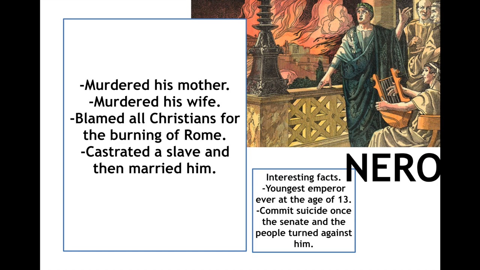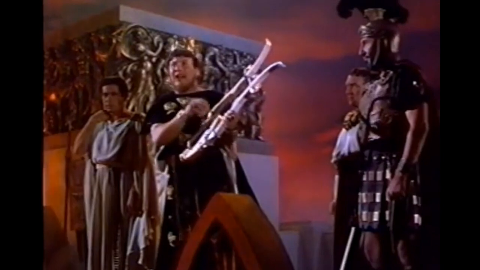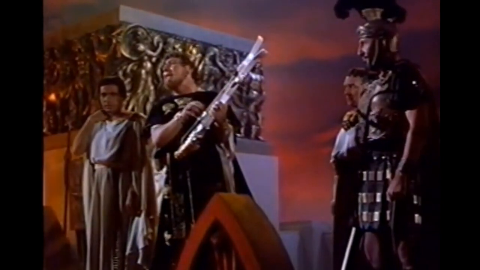was, for example, divorce and kill his wife and then marry a man that looked very similar to his previous wife. Another similar story to that is when he had a castrated slave marry him. And the stories, kind of like Caligula, go on and on. Perhaps one of the most infamous stories is the so-called Nero playing the fiddle when Rome burns.